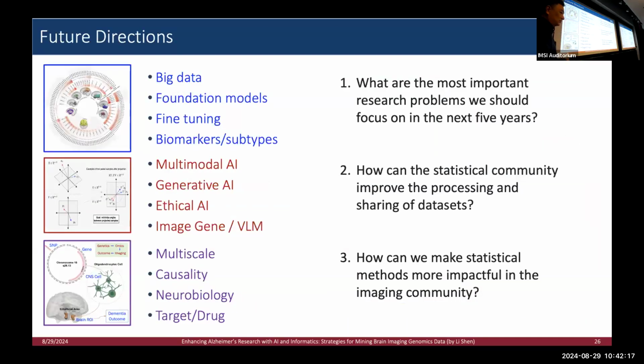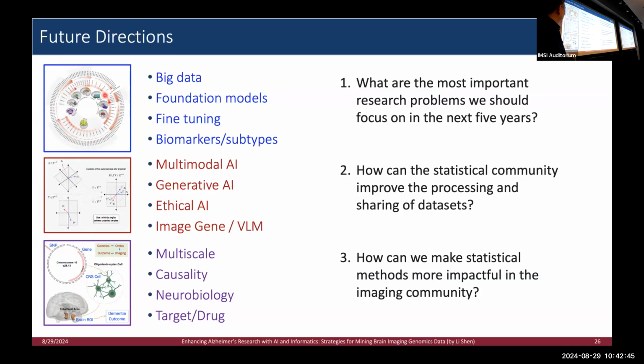And then we need to talk a little bit about the future direction here. I don't know how many minutes I have. Okay, all right. So we have three questions: what are important research problems, how to use statistics to improve the data processing or sharing, and how the methods can make an impact. Just three topics here.